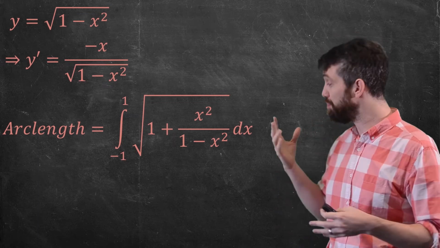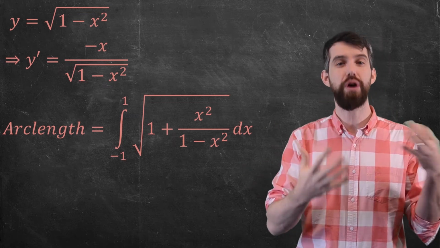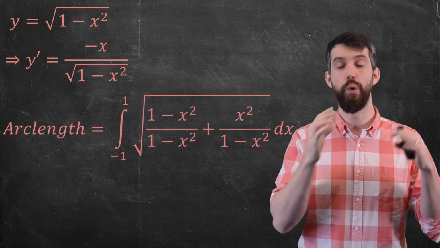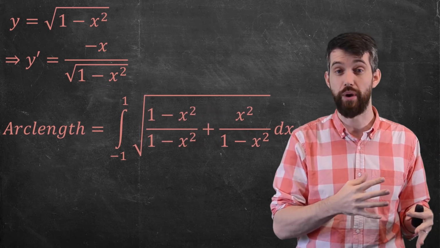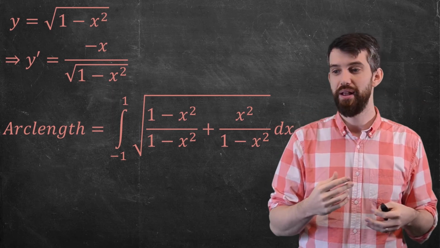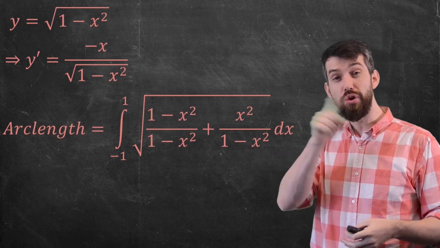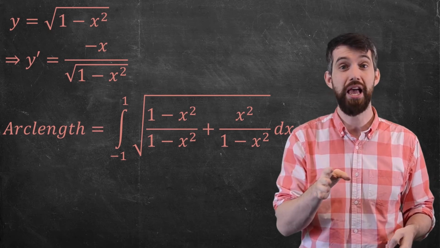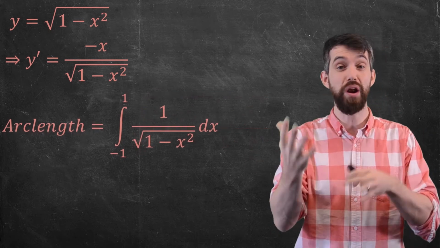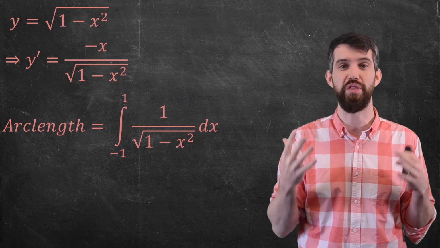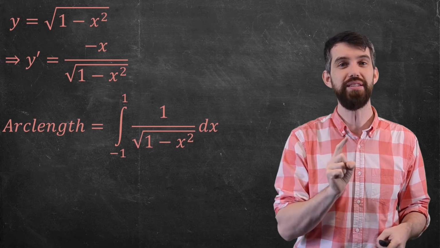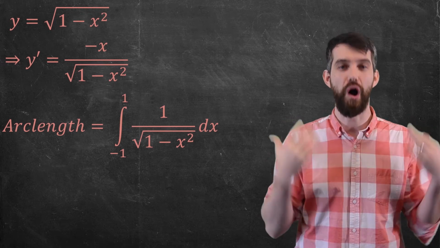Because I have 1 plus something, I'm going to try to find a common denominator. I'm going to turn that 1 into 1 minus x squared over 1 minus x squared, a different way of writing 1. Then if I make a common denominator, the numerator is 1 minus x squared plus x squared, the x squared cancels, and all I'm really left with is just a 1 on the top and the square root of 1 minus x squared on the bottom. And this is one that you might recognize. This is the derivative of arcsine.